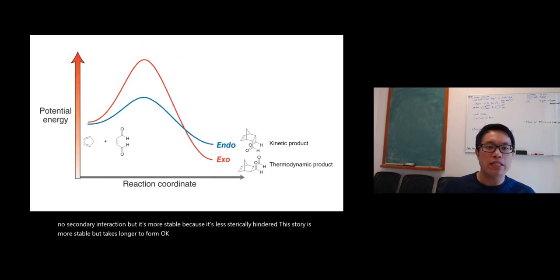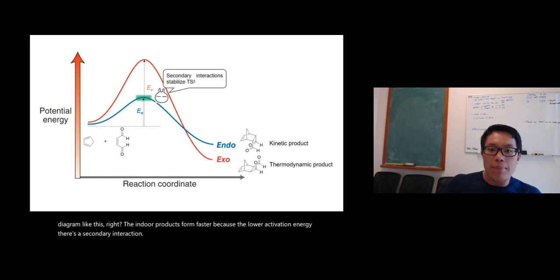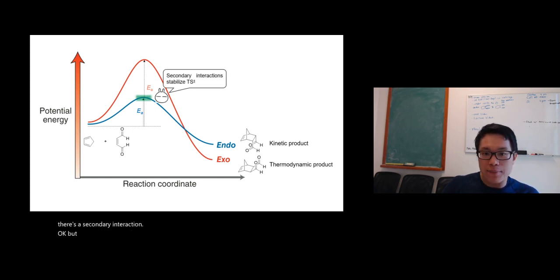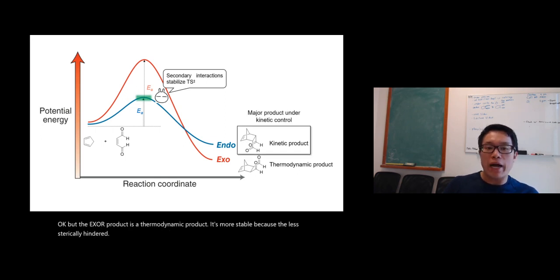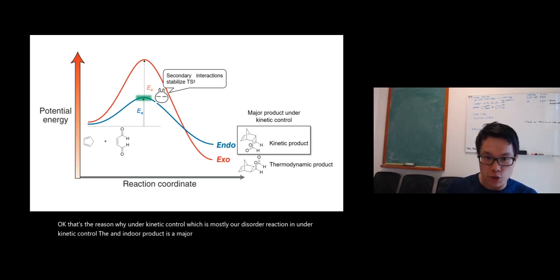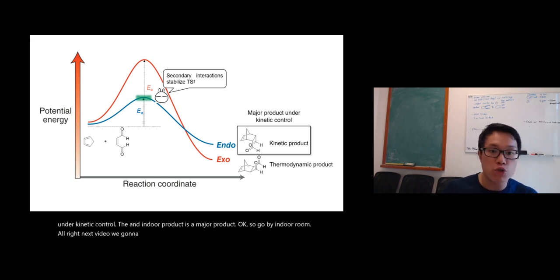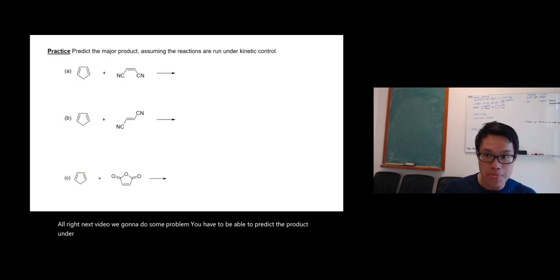So basically you're going to see the energy diagram like this. The endo product forms faster because of the lower activation energy, since there's a secondary interaction. But the exo product is the thermodynamic product. It's more stable because it's less sterically hindered. That's the reason why under kinetic control, which is what most Diels-Alder reactions are under, the endo product is the major product. So go by the endo rule. All right, next video we're going to do some problems. You have to be able to predict the product under kinetic control.